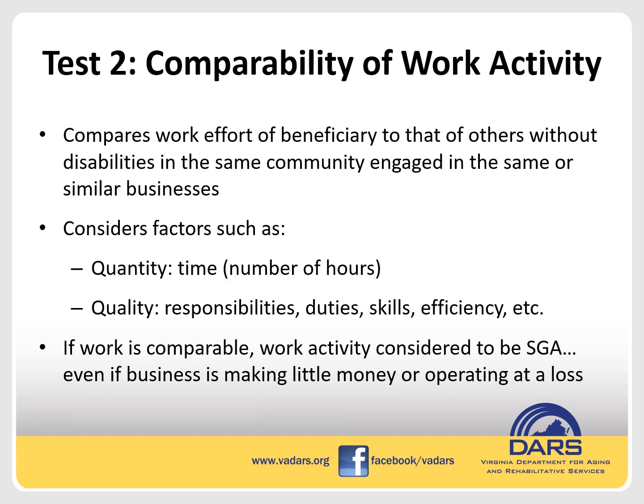Test 2 that Social Security is going to be looking at is comparability of work activity. And keep in mind that Test 2 would only apply if the person was found to meet the criteria for Test 1 that I talked about in the previous slide. So if Social Security has determined, based on the information they have, that the person is both providing significant services and earning a substantial income, then they're going to move on to Test 2, and they're going to look at the work activity of the person receiving benefits based on their disability and compare that to the work activity of others without disabilities that are working in the same community or engaged in a similar type of business.